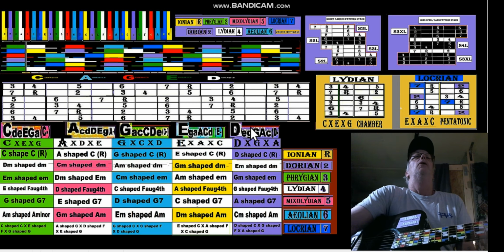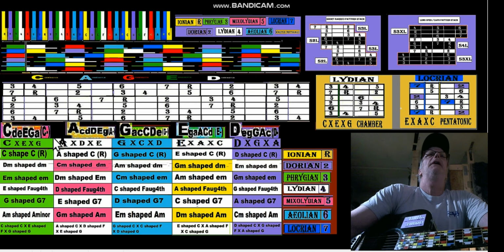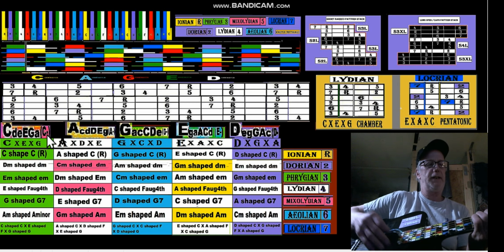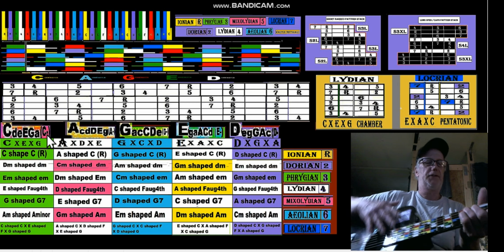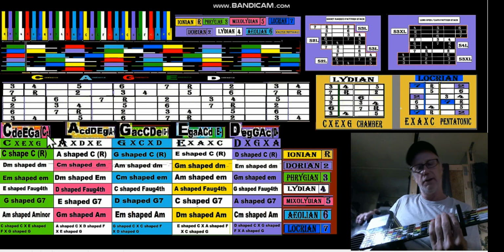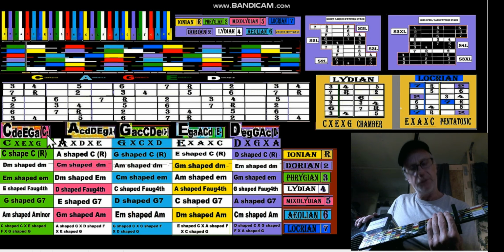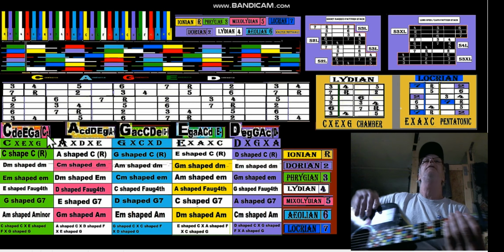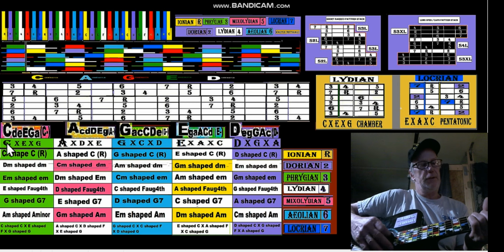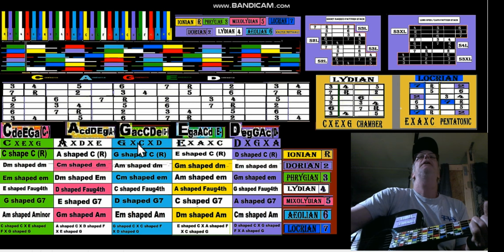Now, what are all these other letters? It means I can play all 7 modes in this one cage right here. This cage, which is just, see where my hand is? That's the cage. This is the cage where my hand is right here. I can play all 7 modes in that cage. Okay, the C chord is the Ionian.